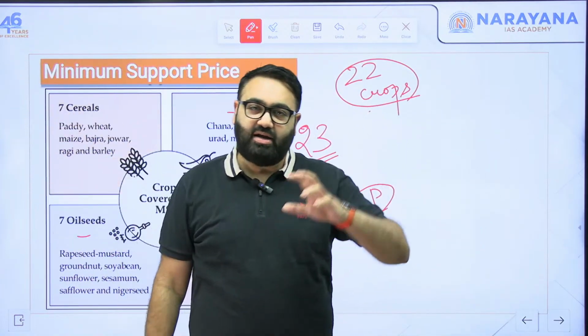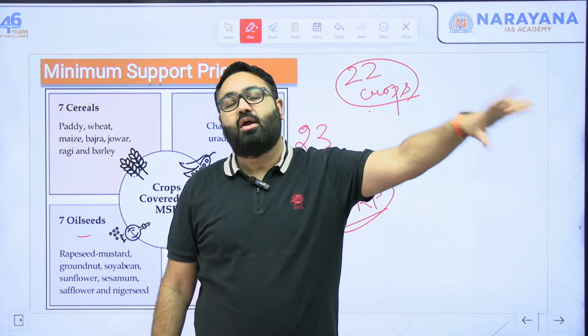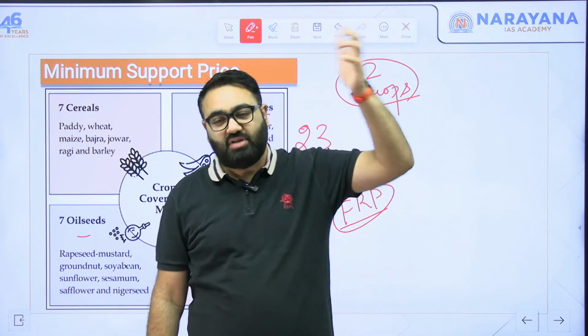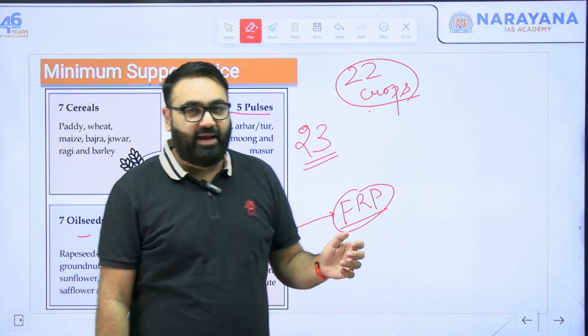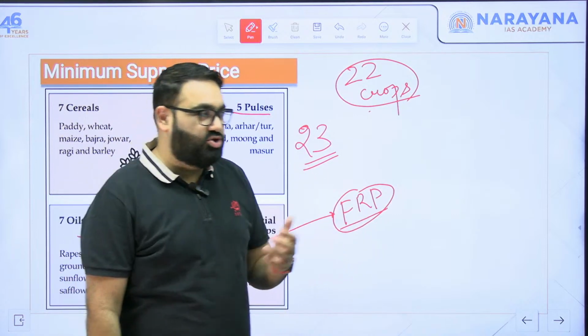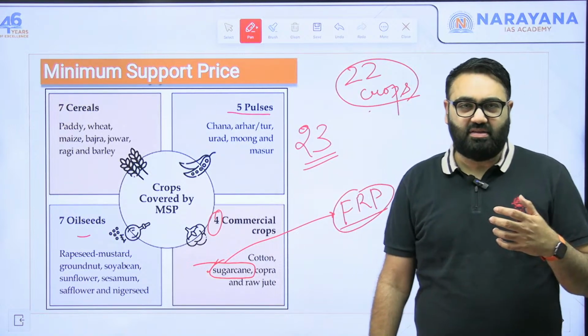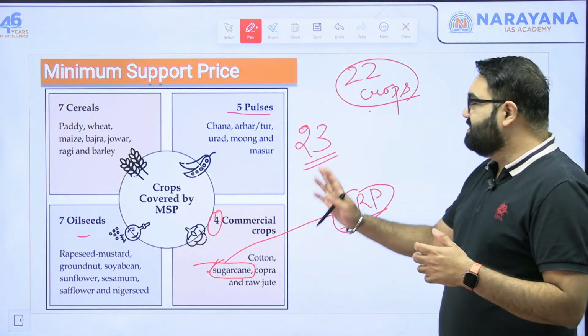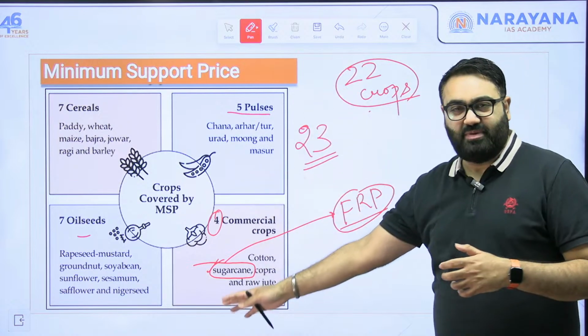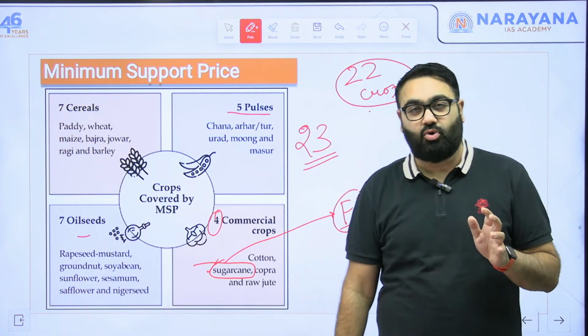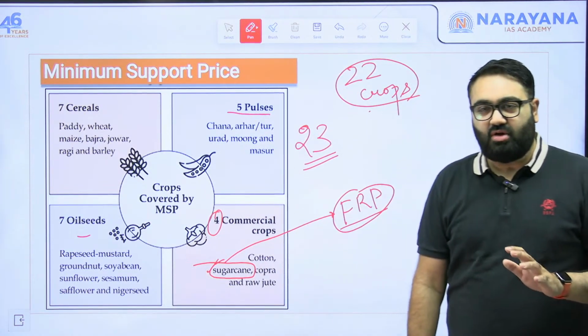So either you can write it is offered in 22 crops plus sugarcane, or you can write offered in 23 crops including sugarcane. But again, the name that is given here for sugarcane is fair and remunerative price. We will discuss later on what is the difference between the MSP and FRP, but this is how the MSP is offered. Again, it is not on everything that you grow.